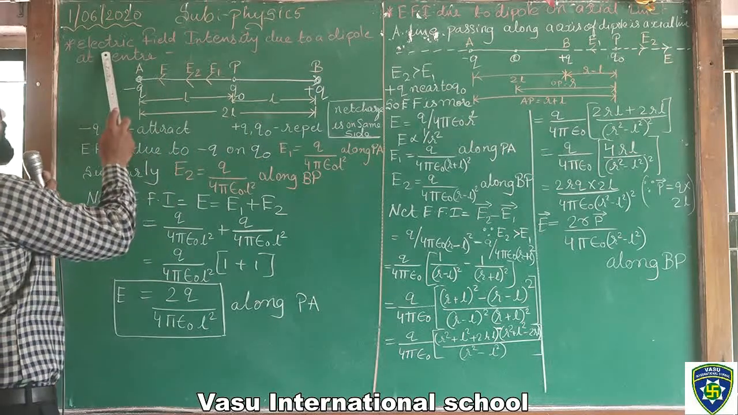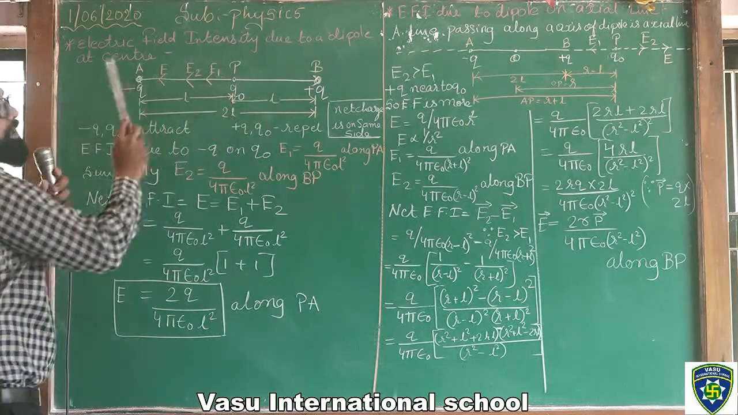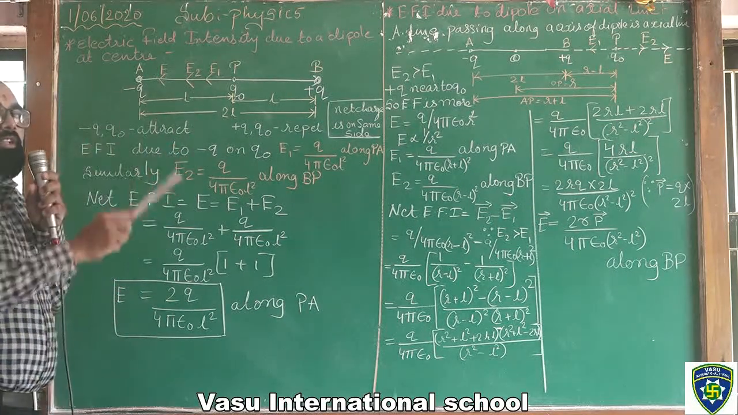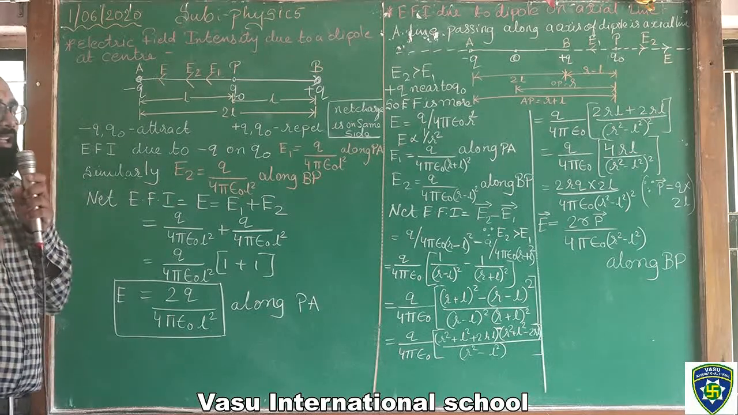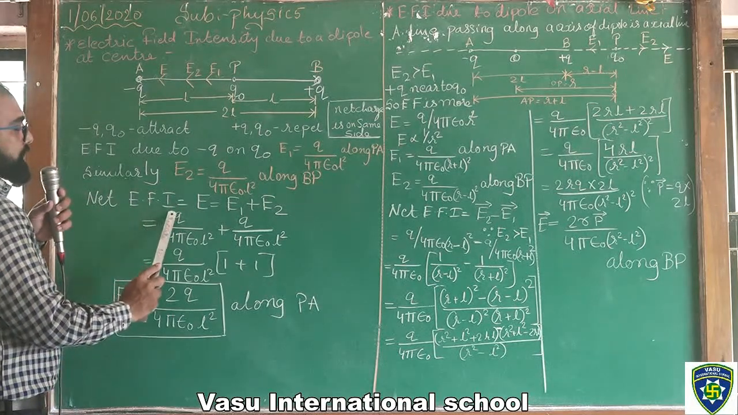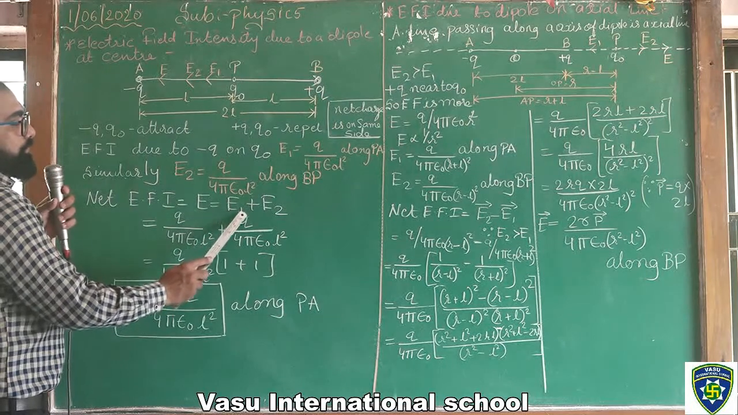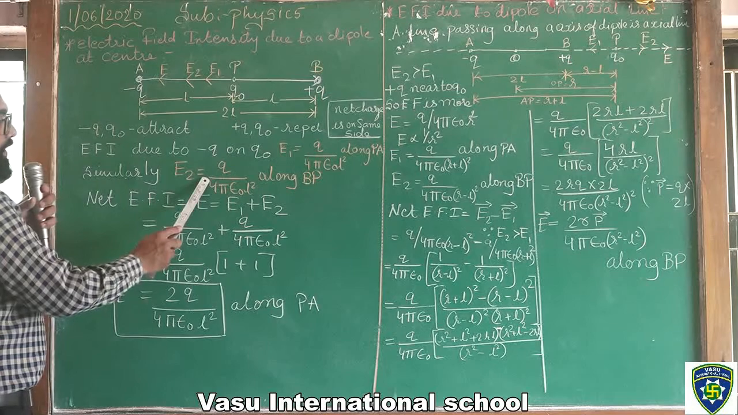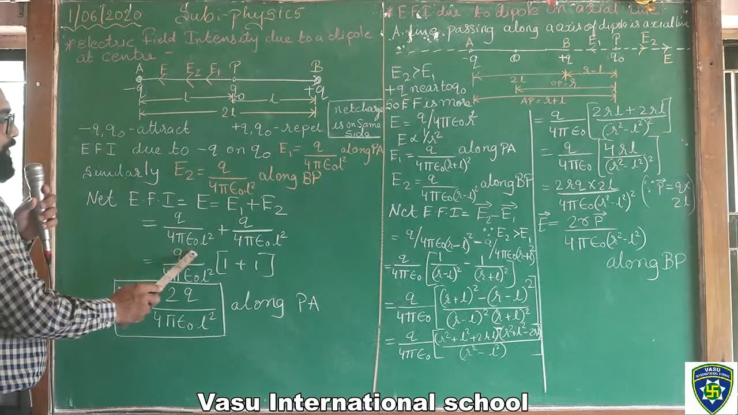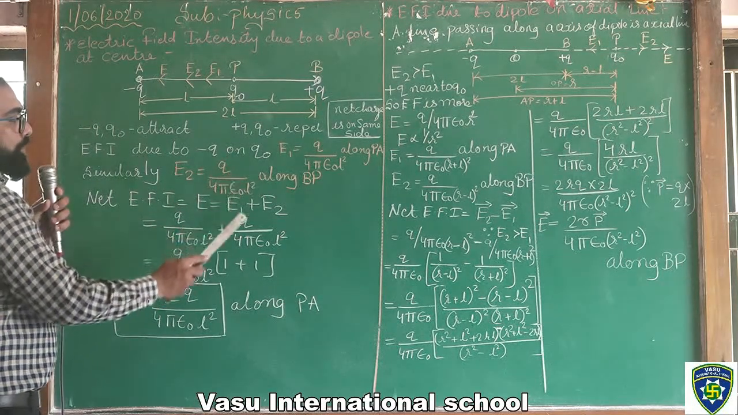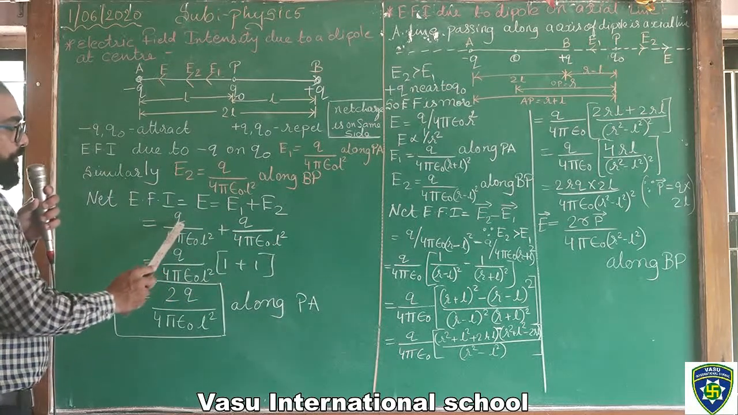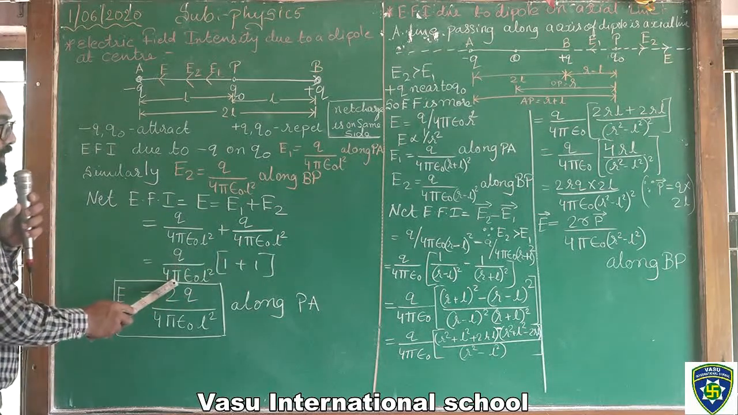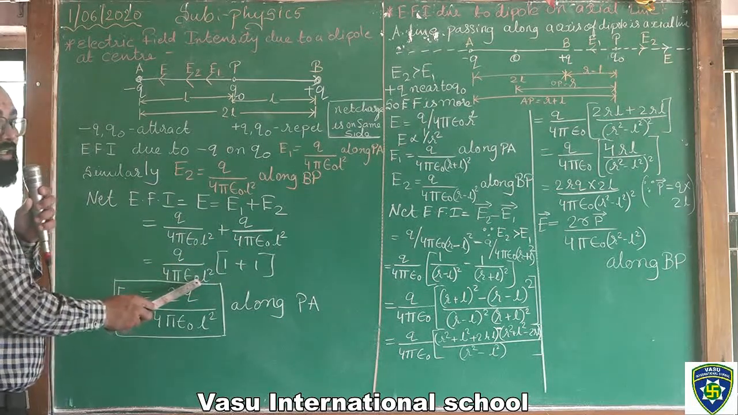Okay. So here we have to find the electric field intensity due to a dipole at center. These both are in one direction, so the net will be E1 plus E2. So we can write the net electric field intensity is equal to E1 plus E2. E1 value is here, E2 value is also here. So Q upon 4 pi epsilon 0 L square plus Q upon 4 pi epsilon 0 L square. The common term Q upon 4 pi epsilon 0 and L square we are taking common.